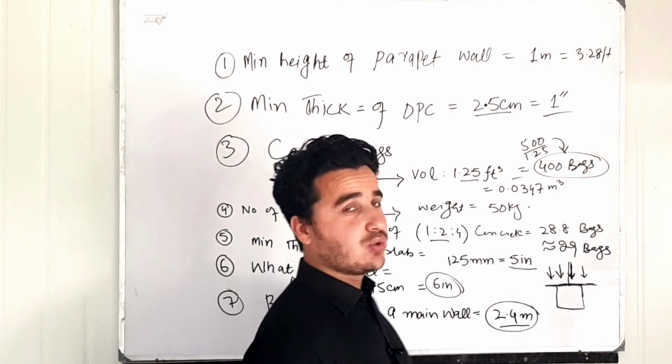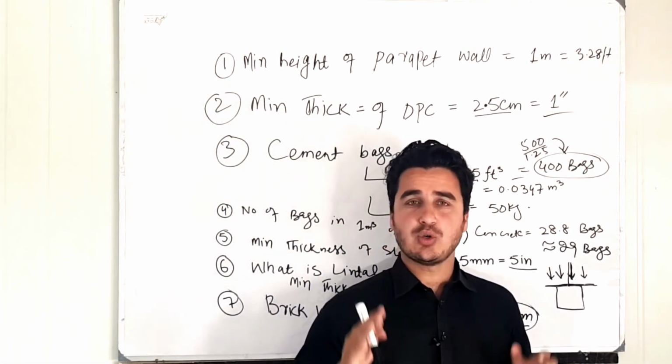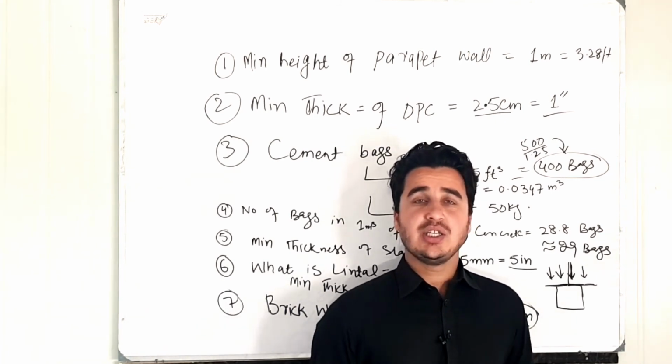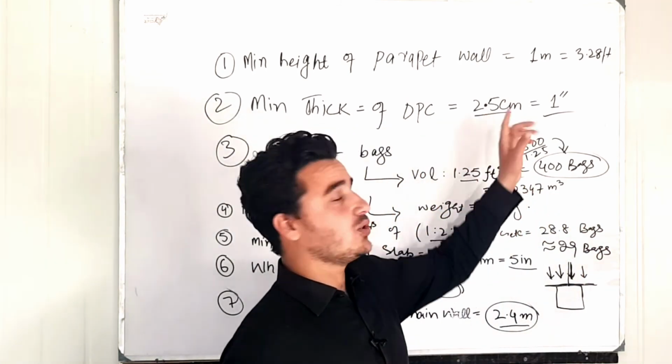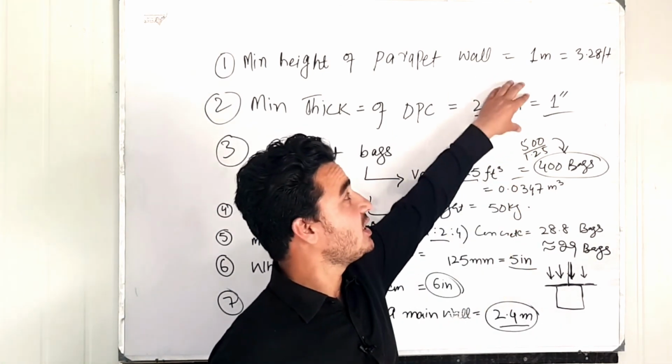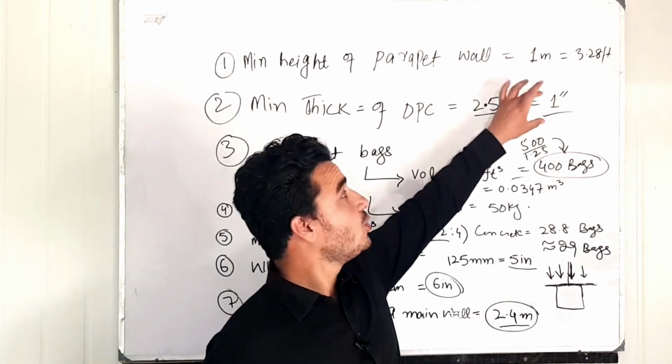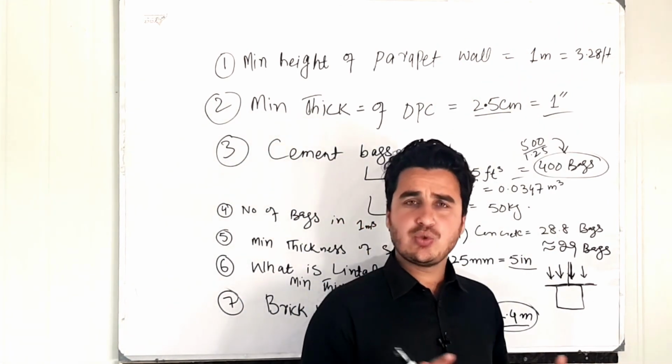So this was about today's interview questions about building construction. I am going to share other questions as well. You do need to keep these values in your mind, at least their range, 3.28 feet, 1 inch and all these things. So you need to keep these values in your mind.